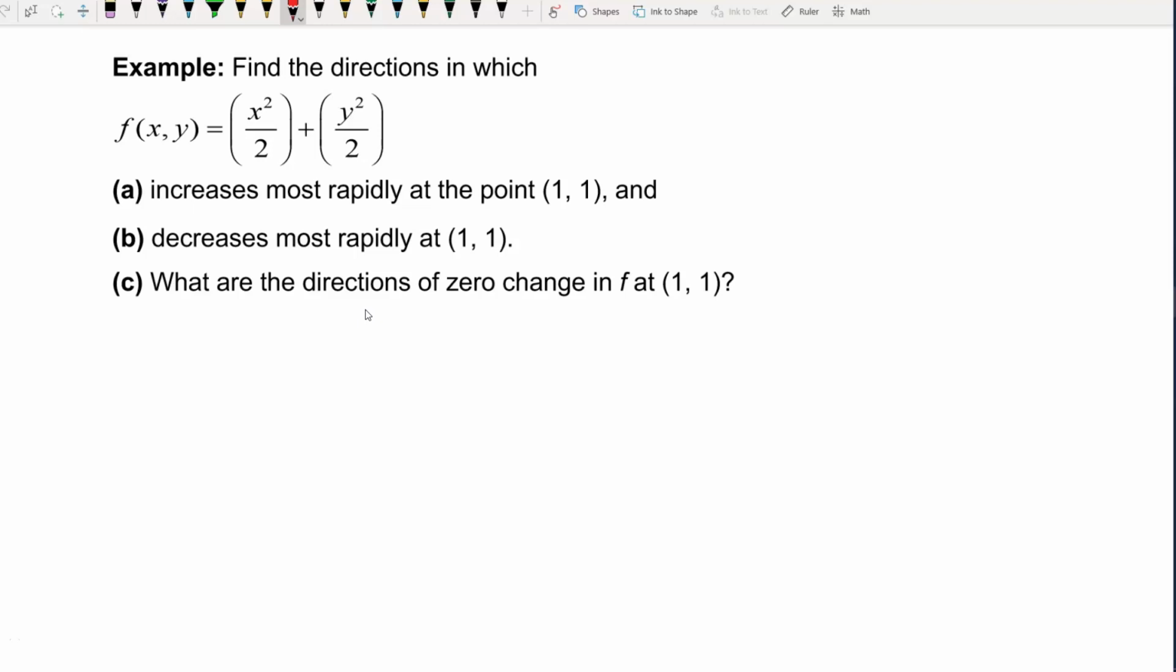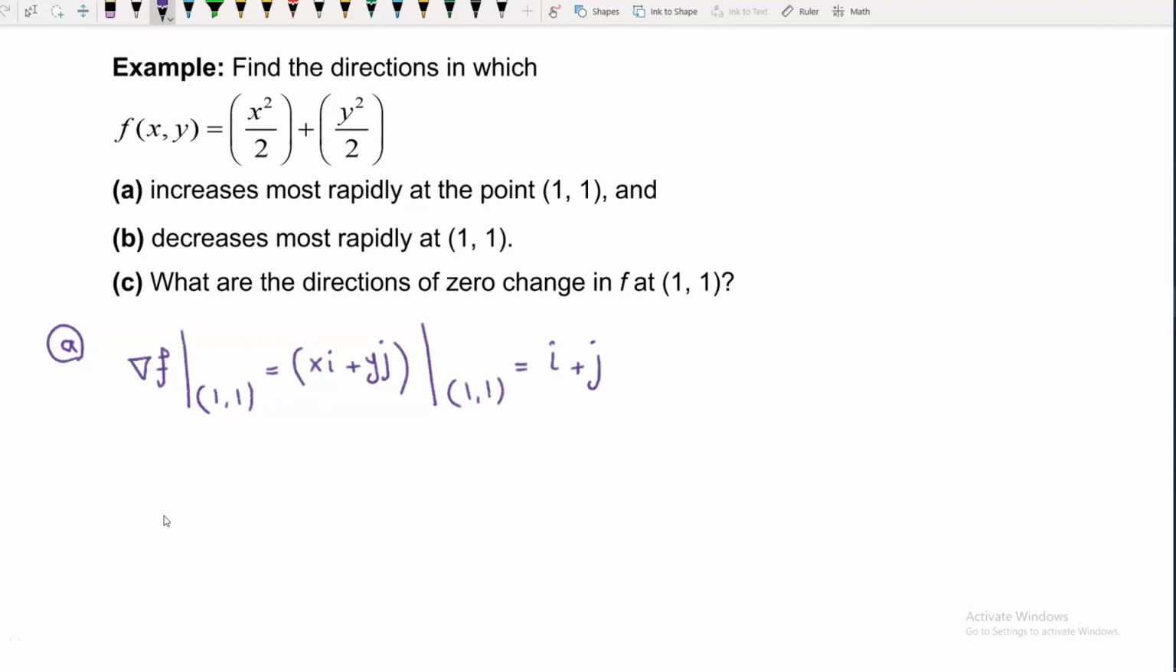Find the directions in which f of x, y, equal to x squared over 2 plus y squared over 2, part A, increases most rapidly at the point (1, 1), part B, decreases most rapidly at (1, 1), and part C, what are the directions of zero change in f at this point (1, 1).